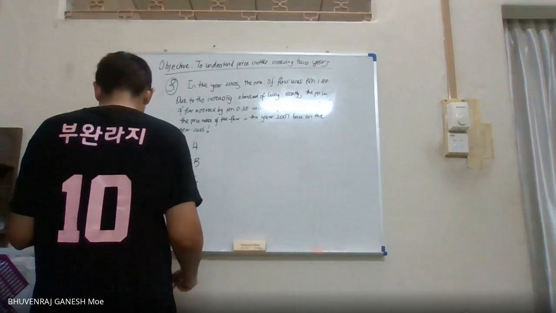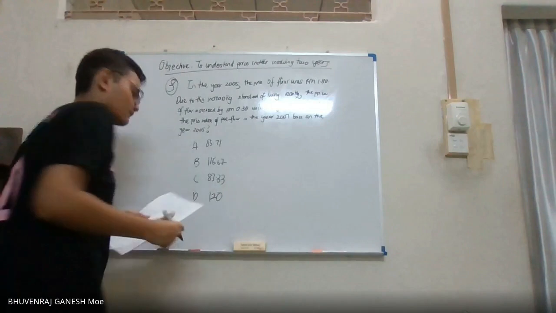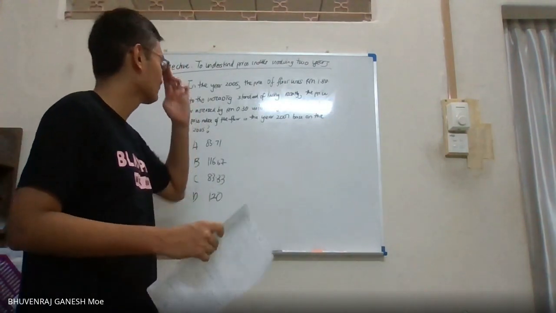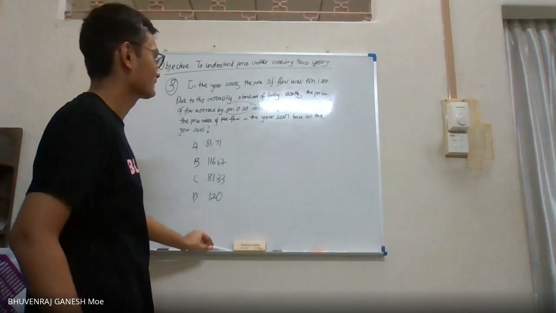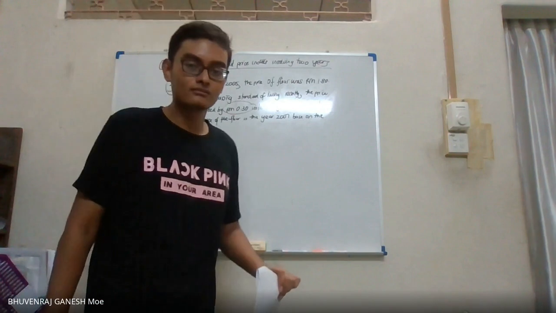Good. This one has four options. Okay, so remember, use the price index formula to solve this. And don't get tricked by this value. Don't use this value in the formula. Look carefully at the question. This one you must read every sentence. Don't neglect any sentence.